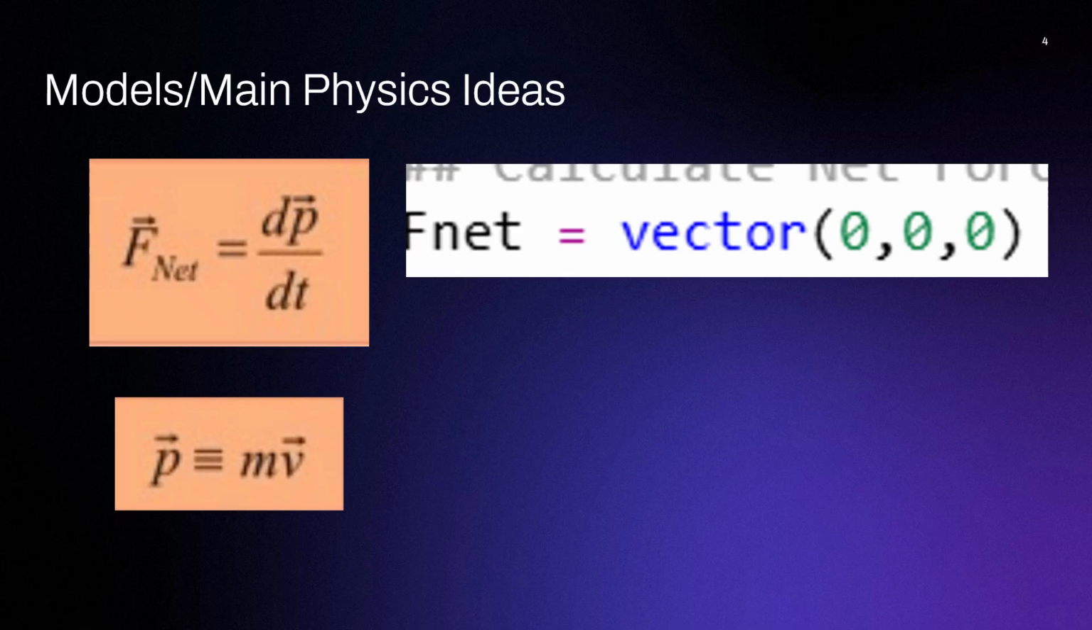This principle tells us that the net force acting on an object is equal to the rate at which its momentum changes. If the net force is zero, then momentum is conserved. Since mass stays constant, velocity stays constant as well. This is exactly the physical situation I observed in my video, and so in my computational model, I set the net force equal to zero.